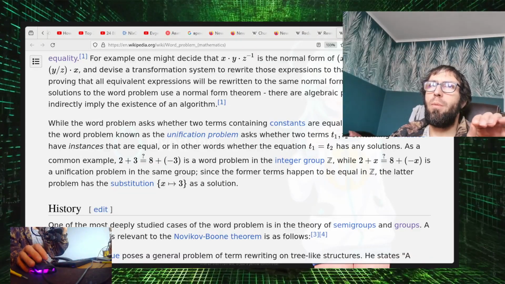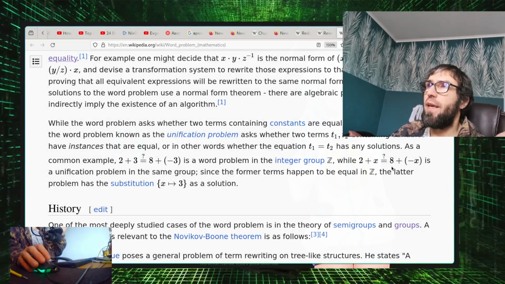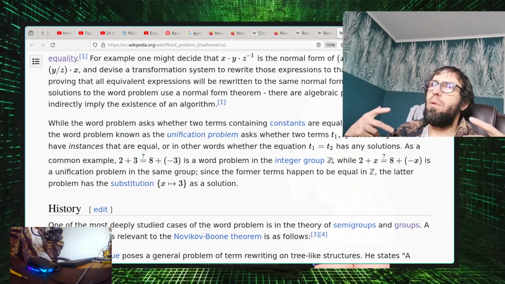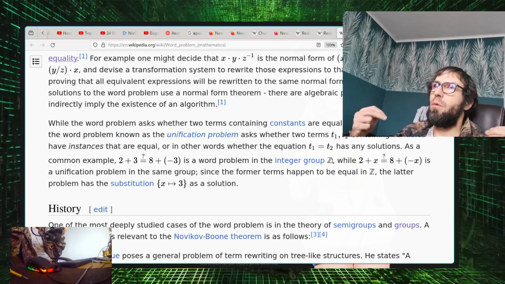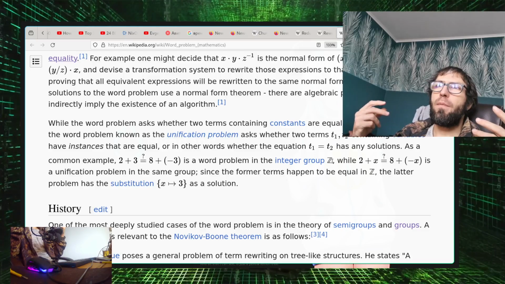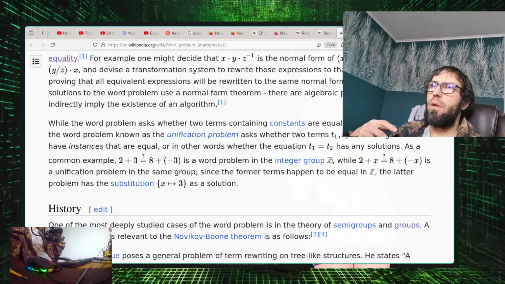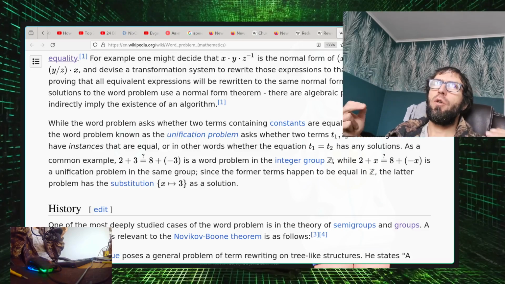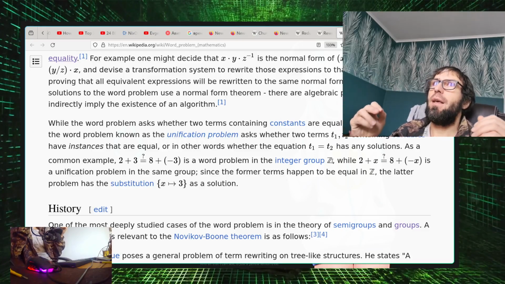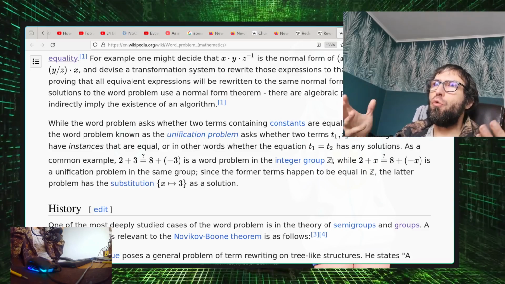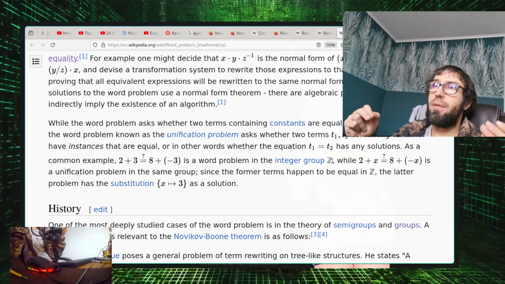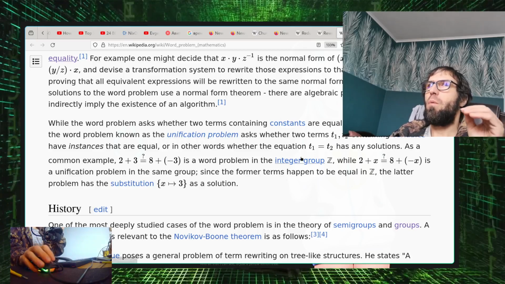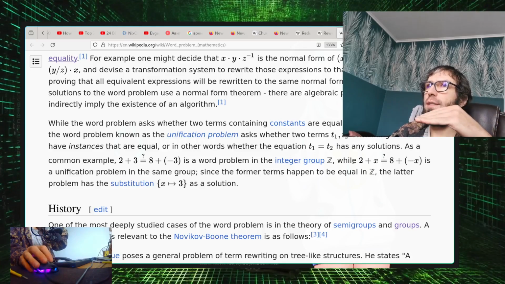And the word problem can be extended into the unification problem. While the word problem asks whether two terms t1 and t2 containing constants are equal, a proper extension of the word problem, known as the unification problem, asks whether two terms t1 and t2 containing variables have instances that are equal, or in other words, whether the equation t1 = t2 has any solutions.